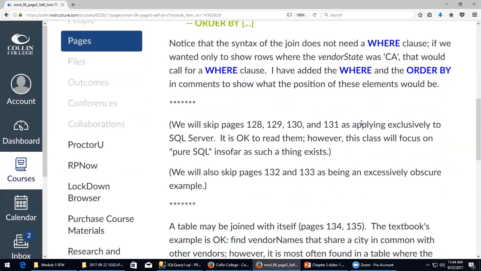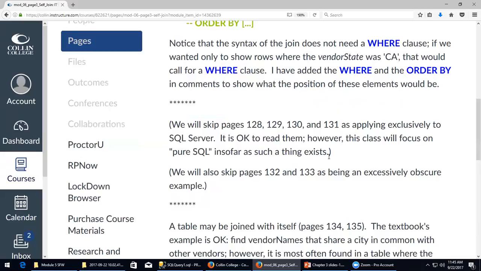Let's see, what do I have in here? We're going to skip over some stuff, 128, 129, 130, and 131, as applying exclusively to SQL Server. If you're wanting to learn about SQL Server, I'm not telling you not to read them. I'm just saying that I'm trying to stick with SQL. Sometimes I'm going to probably end with this one. What time are we? Yeah, this will be my last topic.